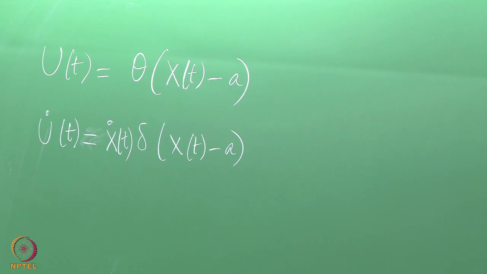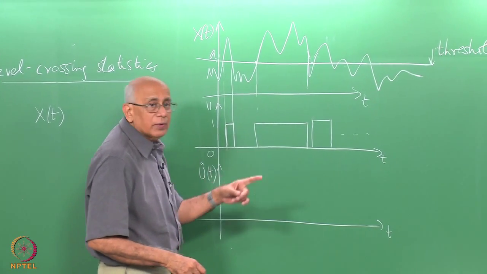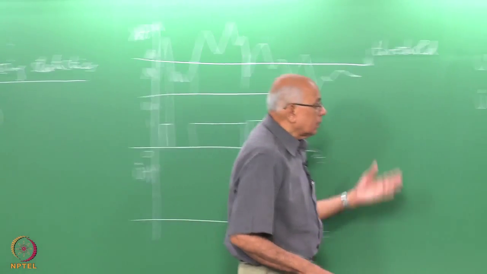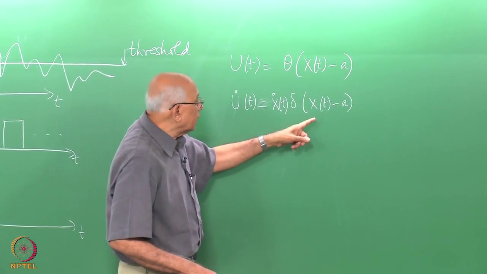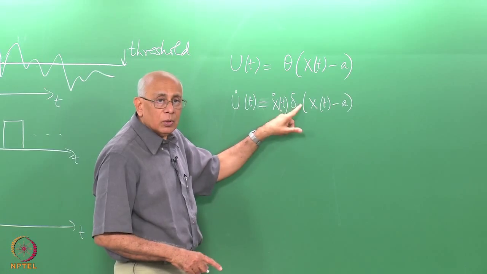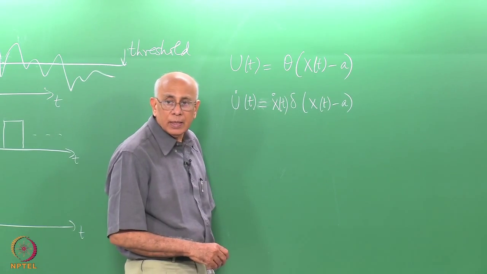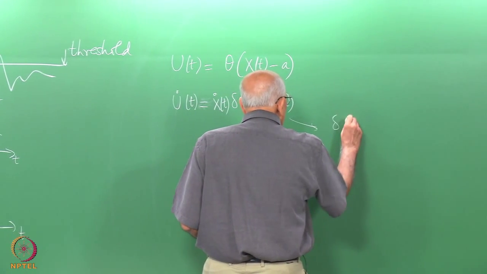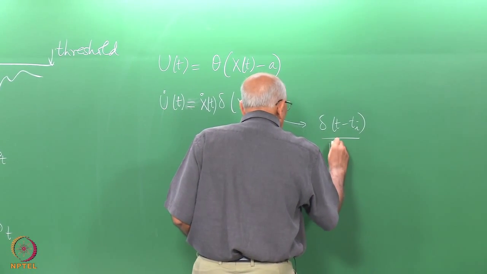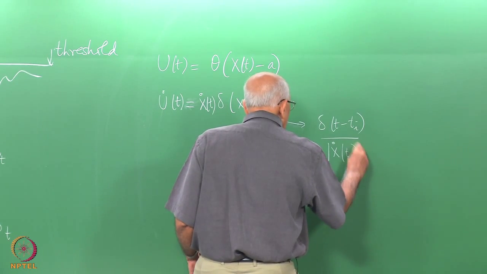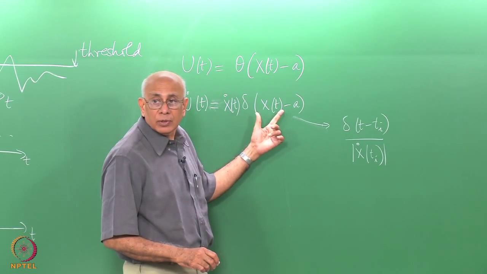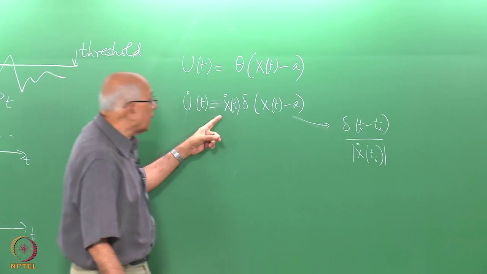Now, what does u dot actually look like? It's going to fire whenever x of t hits a, namely at all these points. But suppose it hits a at one particular value at some time t, then this delta function, if you convert it to a delta function in time, is going to be t minus whatever it is at that instant, t minus ti. So a typical 0 would look like delta of t minus ti, but it would be divided by the modulus of x dot at this ti, because that's what this delta function does when you convert it to a delta function in t. But there's an x dot sitting on top.